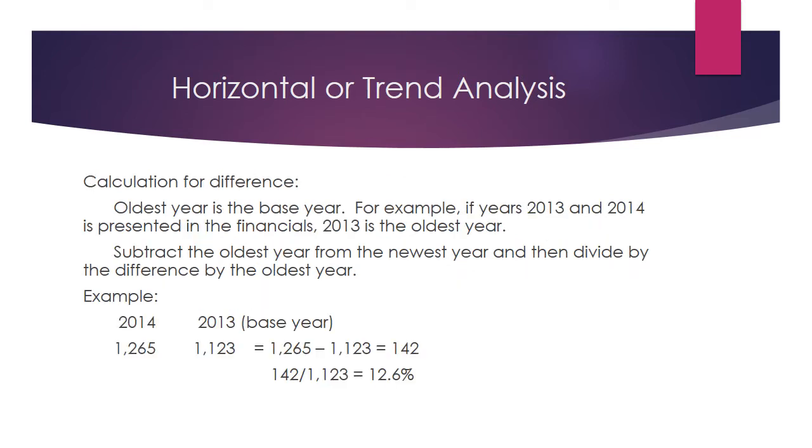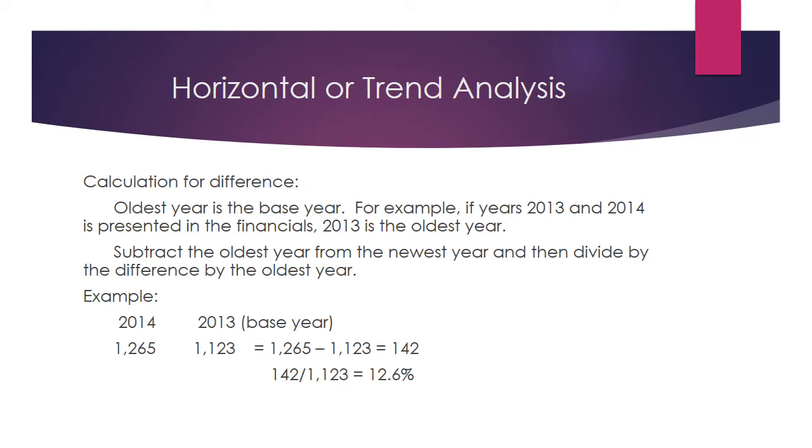So, calculation for difference. The oldest year is the base year. For example, if years 2013 and 2014 are presented in the financials, 2013 is the oldest year, and that's your base year. You're going to subtract the oldest year from the newest year and then divide the difference by the oldest year. So here's an example.